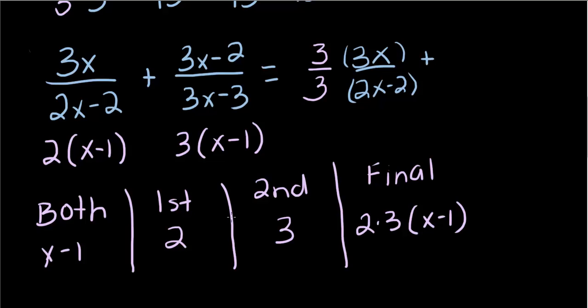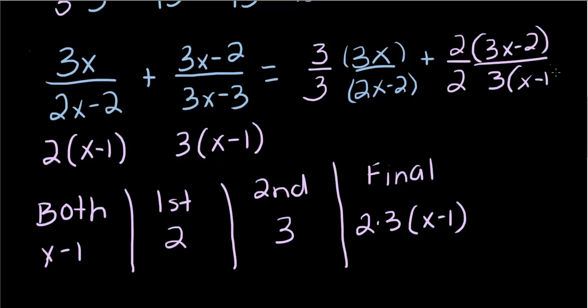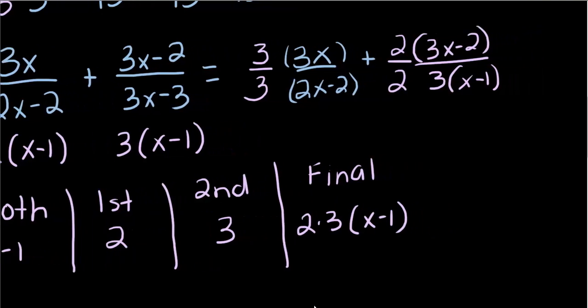Plus, let's take a look at this one. Well, this one has a 3, has the x minus 1, but it doesn't have the 2. So I have to multiply this by 2 over 2. And then I have 3x minus 2 over 3 times x minus 1. Should have used blue. Okay.